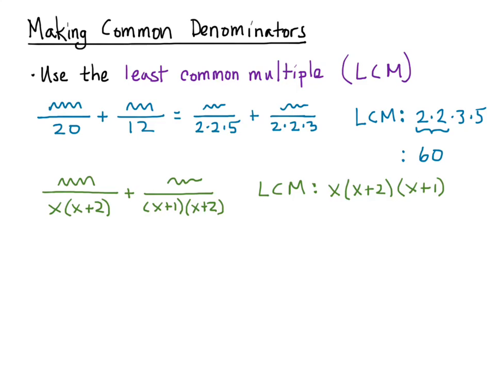So you can do that when they've got a common factor. But you can't do it if they didn't have anything in common. If they didn't have anything in common, then you would just multiply both of them together. Just like if you were adding 2/7 and 3/5 together, the common denominator would be 35.